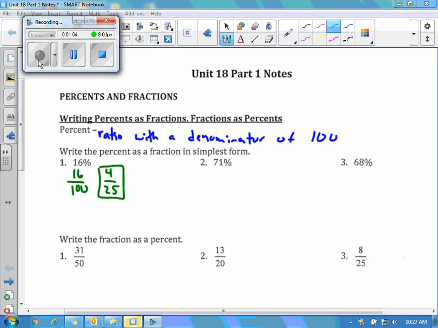For number 2, we have 71%. So as a fraction, that's going to be 71 over 100. We can't reduce that at all. 71 is a prime number, so that's already simplest form. I'll leave number 3 for you guys to do.